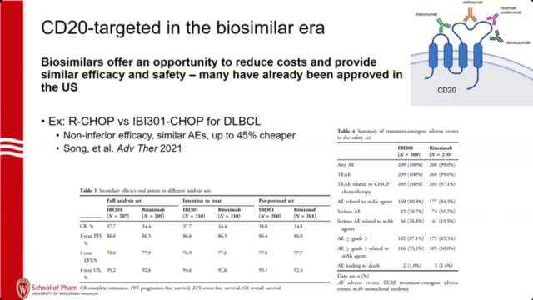This is a nice study looking at a biosimilar of rituximab, which was IBI 301. This is an actual study looking at non-inferiority and toxicities and cost associated with this product as compared to the reference rituximab in R-CHOP versus the biosimilar R-CHOP for DLBCL. This is a paper that was published in 2021. You can find the paper, it's relatively interesting to look at, but what you can find is that in this study, they found non-inferior efficacy. They had similar toxicities, as you would expect, and it was much cheaper.